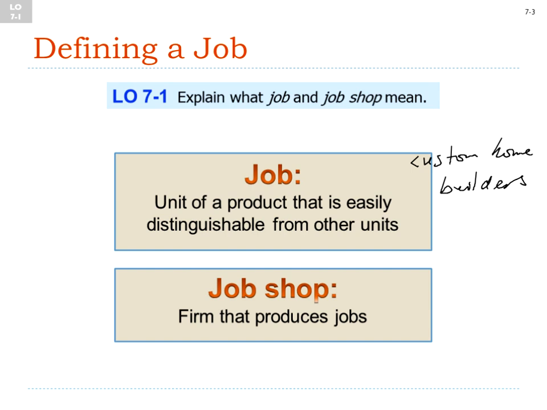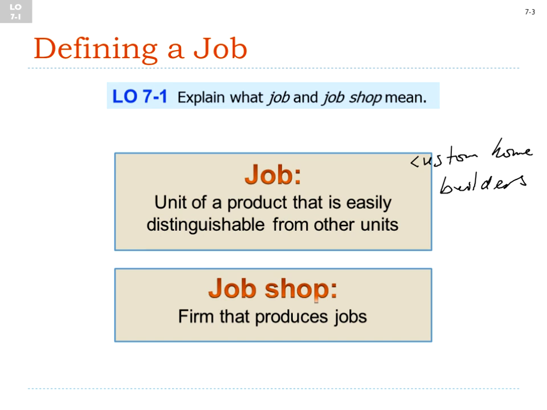All right, so it's a unit of a product that is easily distinguishable from other units. So again, when you are producing items that are individualized or providing services, your work is called jobs. That's how they're identified.